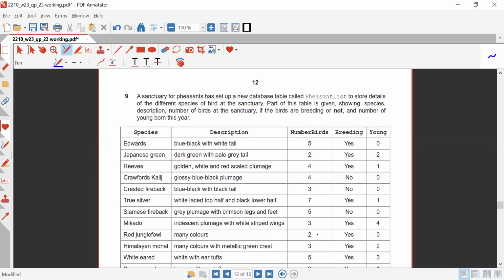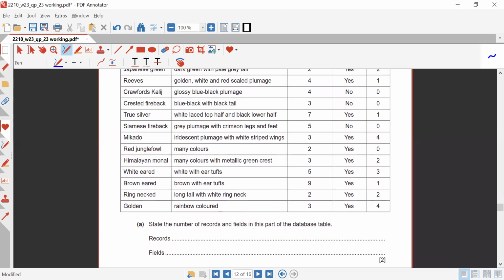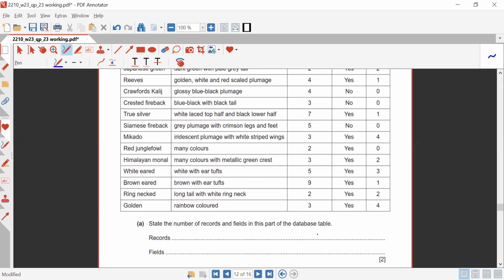Coming towards question number 9. Now they are saying a sanctuary for pheasants has set up a new database table called pheasants list to store details of the different species of birds at the sanctuary. Part of this table is given, showing species, description, number of birds at the sanctuary, if the birds are breeding or not, and number of young born this year. So we have the species, the description, the number of birds, the breeding, and the young. Now they are saying state the number of records and fields in the part of the database table.